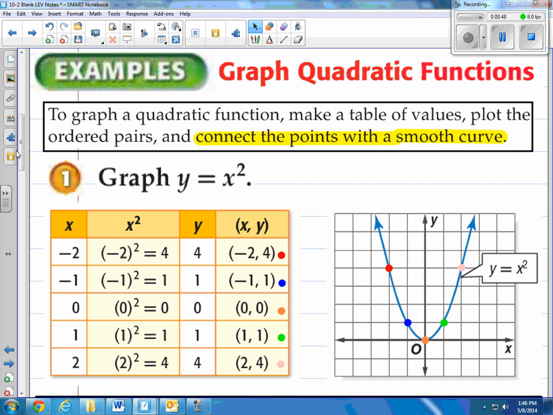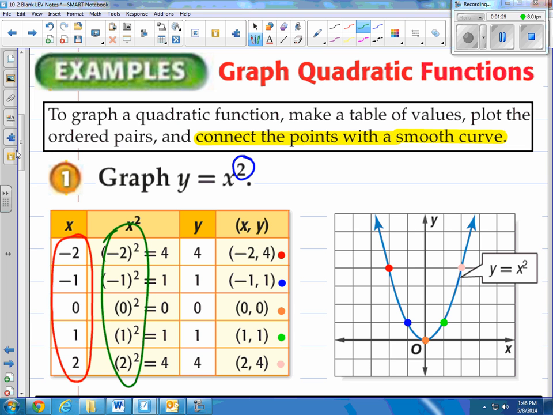When you graph quadratic functions, you have to make a table of values, plot the ordered pairs, and connect the points with a smooth curve. Notice that's highlighted. Now, the first example, they have graph y equals x to the second power. Notice it is quadratic because it has the 2 there. And if you look at what they've done, they've taken the x values of -2, -1, 0, 1, and 2, which we have always used on linear functions, and they've plugged them in to the function x squared, done the math, and received out their y values.